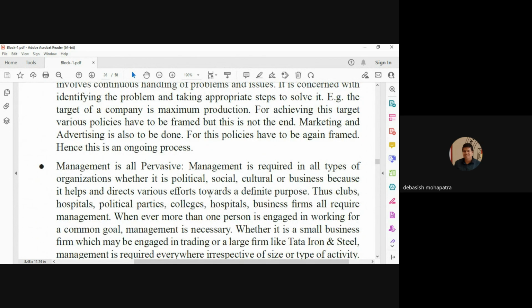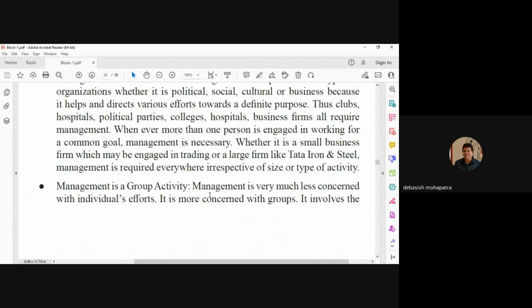Management is all pervasive. Management is required in all types of organization, whether it is political, social, cultural or business, because it helps and directs various efforts towards a definite purpose. So clubs, hospitals, political parties, colleges, business firms all require management.